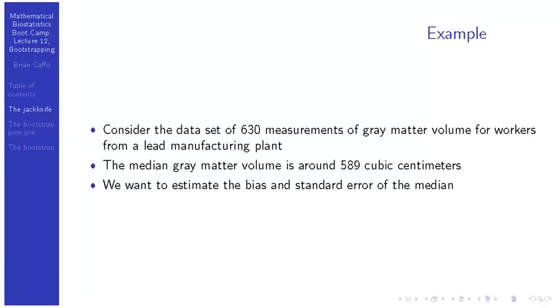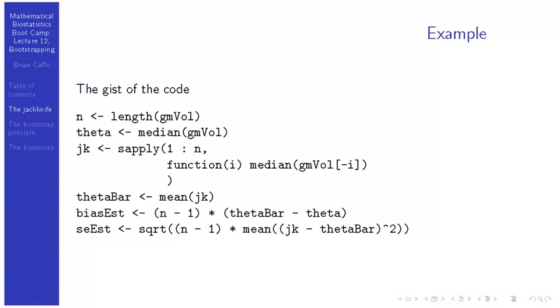So we had 630 measurements of gray matter volume from workers at a lead manufacturing plant. The gray matter volume wound up to be about 589 cubic centimeters, and we want to estimate the bias and the standard error of the median. I'll come back to this discussion of jackknifing the median, because that's where we're going to move forward to the bootstrap.